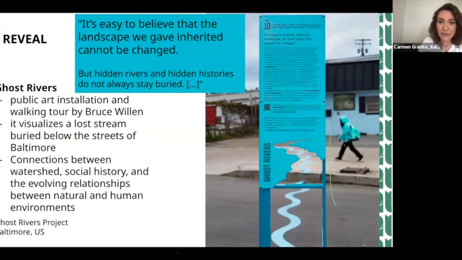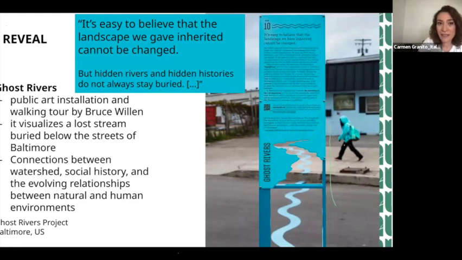So meanings first. Of course, we also have bigger revelations. So this is a very nice project in the US, Baltimore, about ghost rivers. This is a public installation and walking tour by a contemporary artist. And it's about these rivers that are not visible anymore. They are underground, so they're not a part of the Baltimore landscape. And the installation and the panels help people visualize something that is buried below the streets of Baltimore.